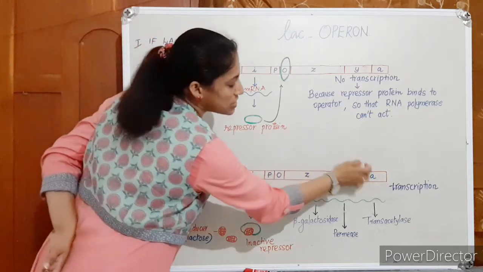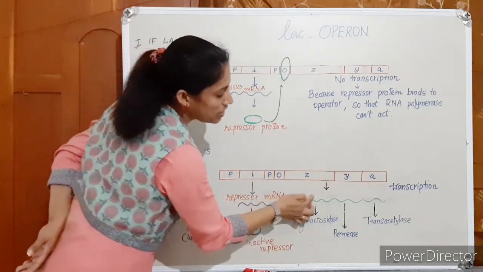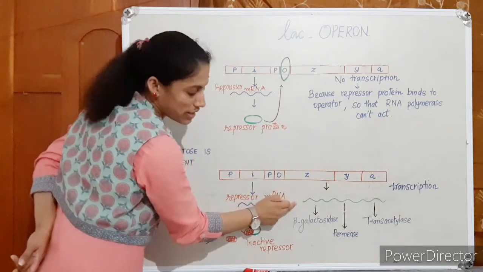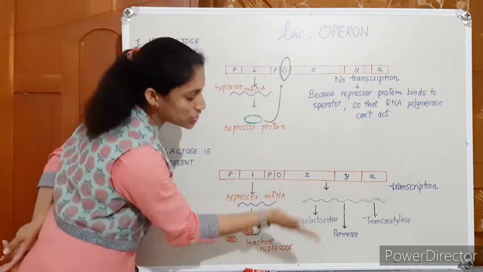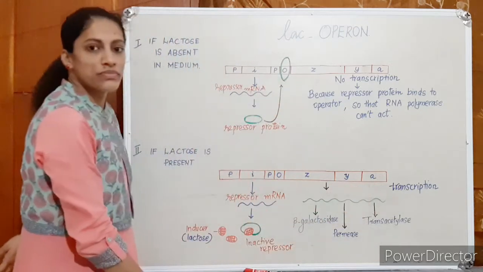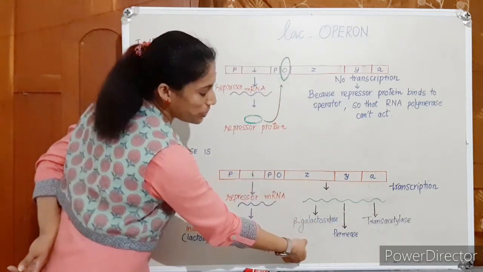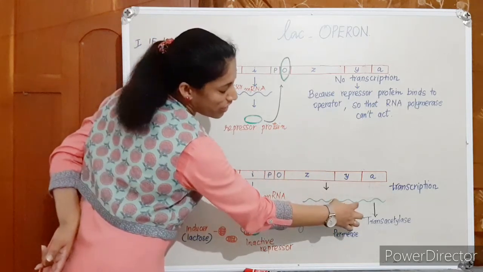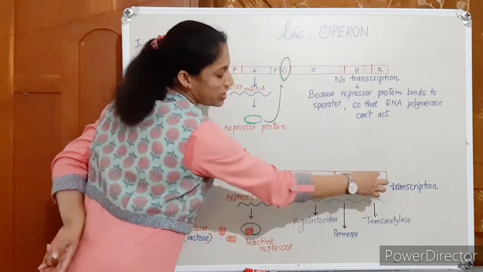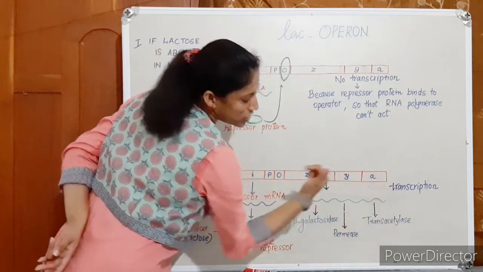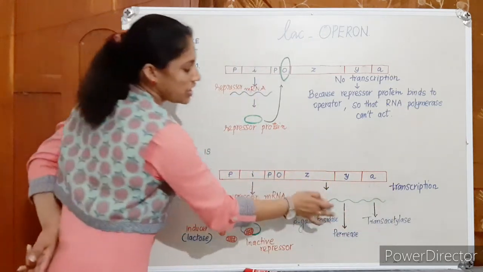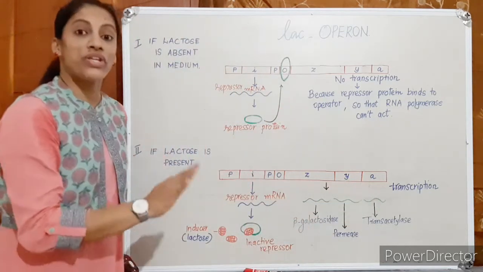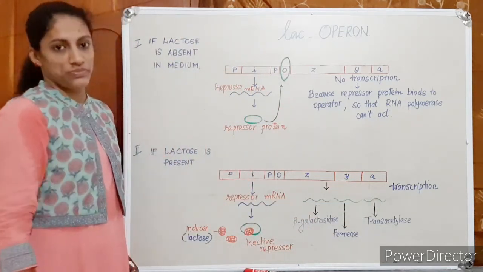All the three genes are transcribed to form a what? mRNA. First it forms an mRNA and this is translated to three enzymes. From this, Z is translated to the beta-galactosidase enzyme. Y, this portion of RNA, is translated to the permease enzyme. A is translated to the trans-acetylase enzyme. Three mRNAs are then forming three different enzymes.